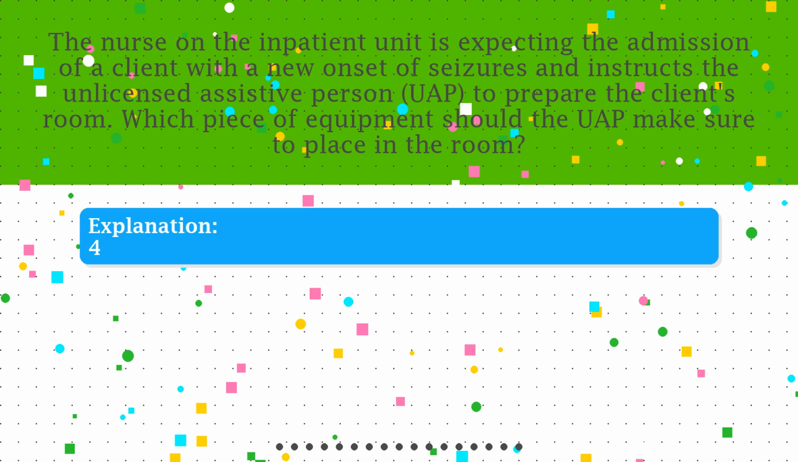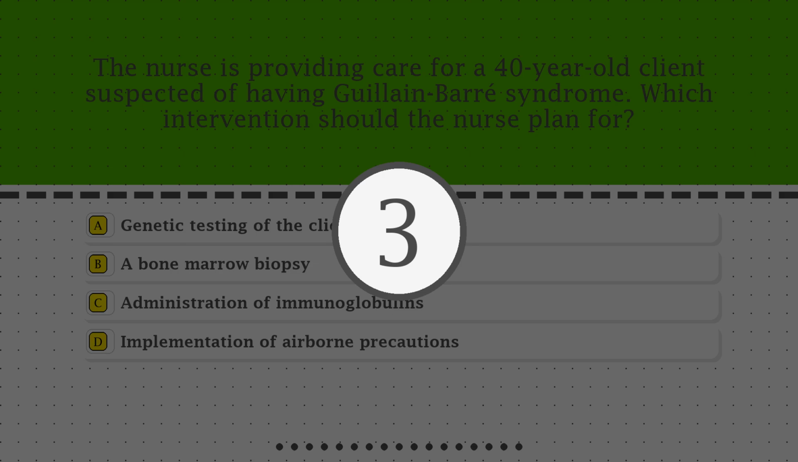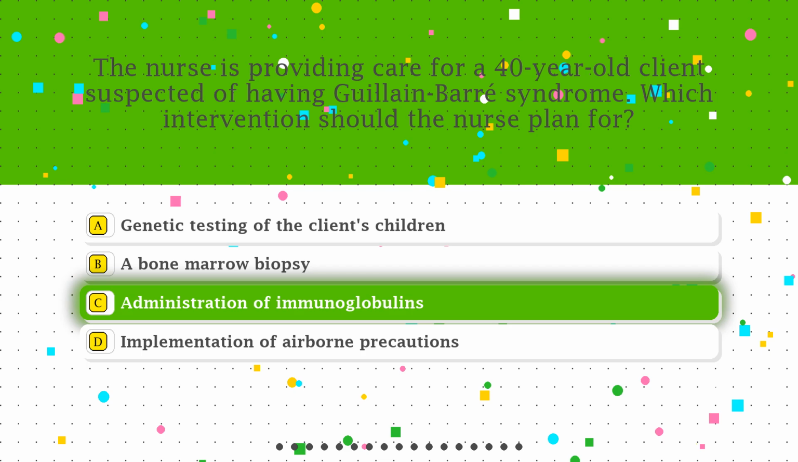Question 9. The nurse is providing care for a 40-year-old client suspected of having Guillain-Barré syndrome. Which intervention should the nurse plan for? Option A, genetic testing of the client's children. Option B, a bone marrow biopsy. Option C, administration of immunoglobulins. Option D, implementation of airborne precautions. The correct answer is option C, administration of immunoglobulins.